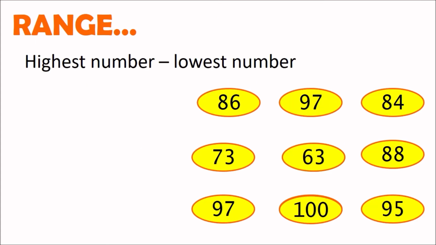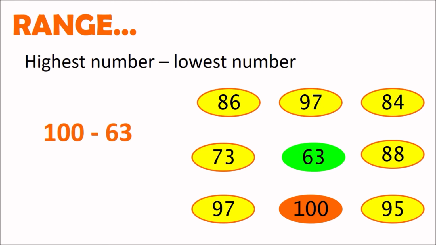Okay, moving on to range. So range is the highest number subtracted by the lowest number. So our highest number here is 100. Our lowest number is 63. So 100 take 63. Our range is 37.